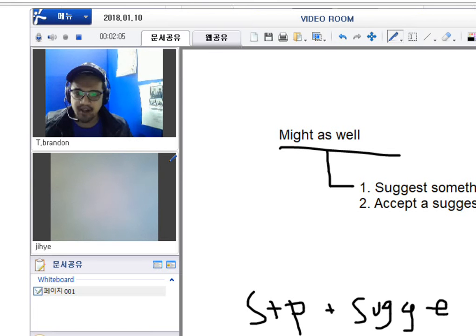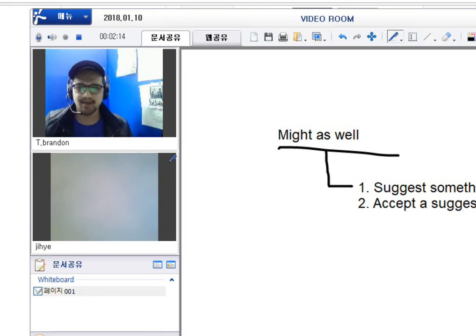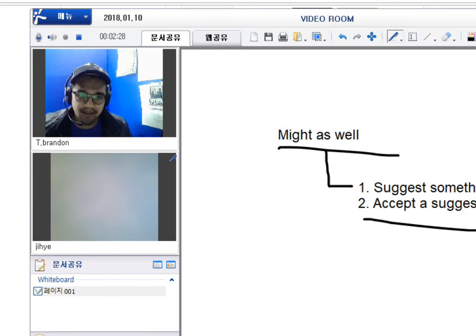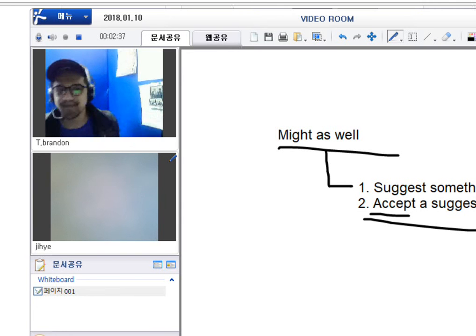So, for example, you might as well try to take the IELTS in America or something like that, or you might as well try to eat the chicken, or we might as well eat chicken. Now, if we want to accept the suggestion, we can just say, yeah, might as well. We might as well do that. So we're accepting the suggestion that the other person gave you.